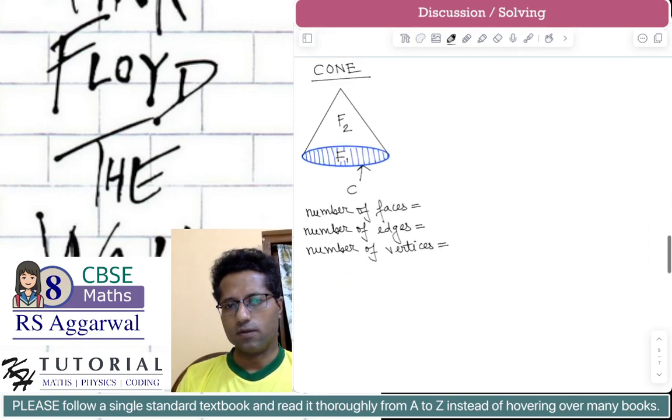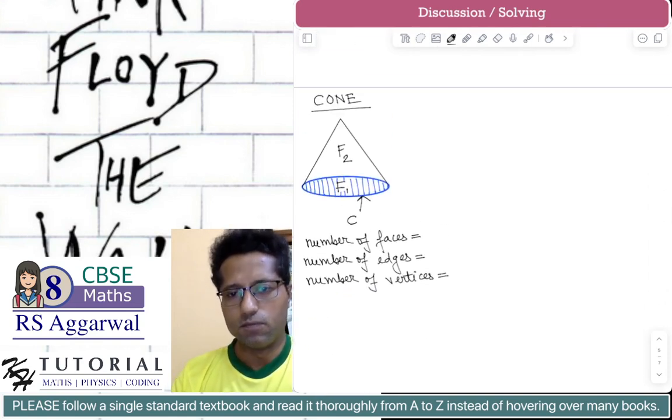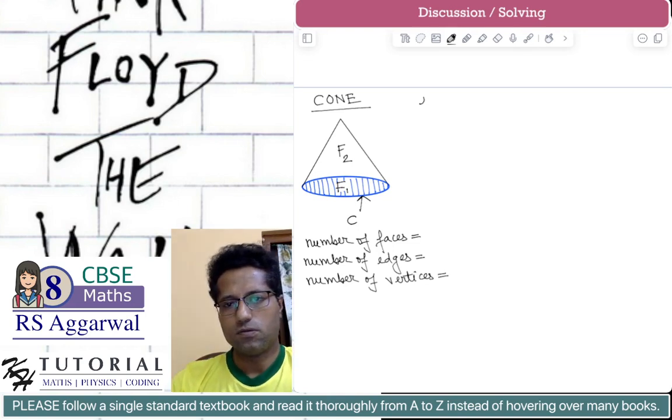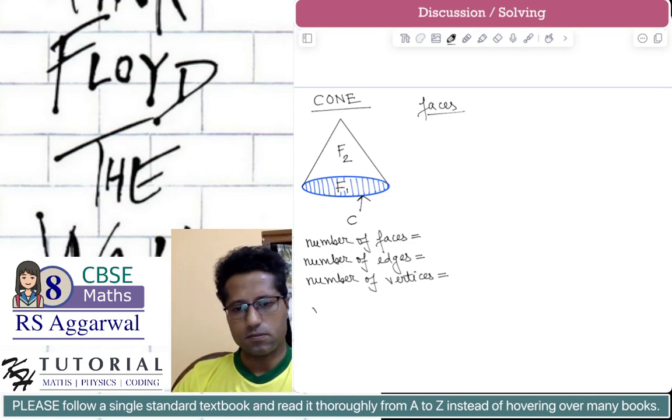Next is cone. As you can see, the blue shaded region is the flat surface. Cone, you already know what a cone is. Real life examples.